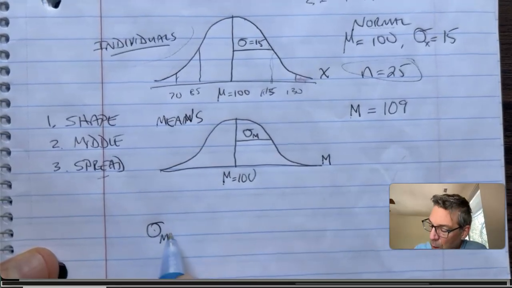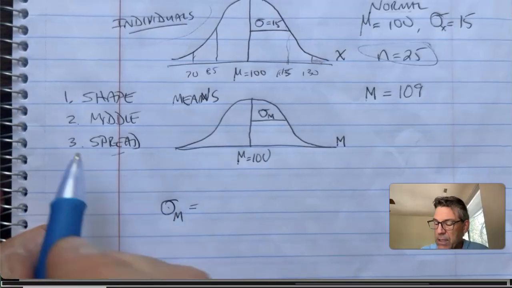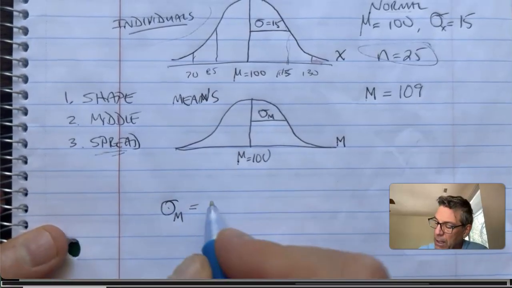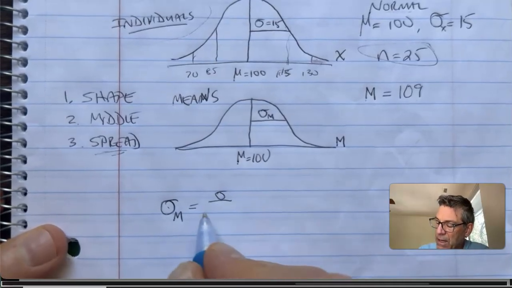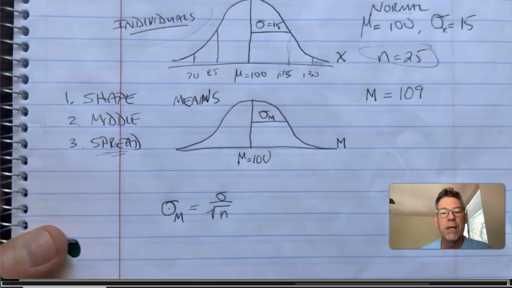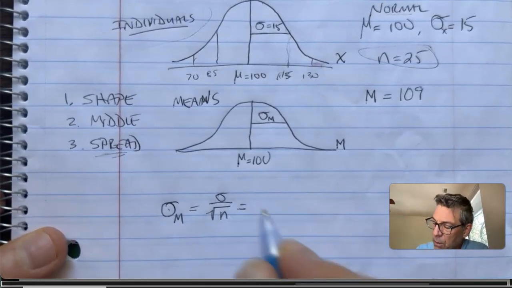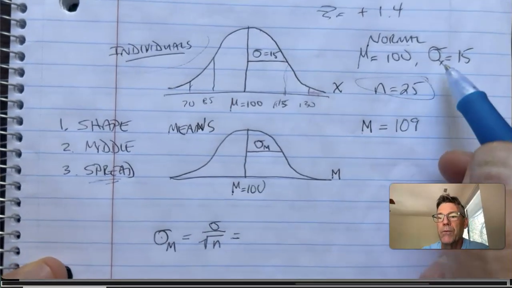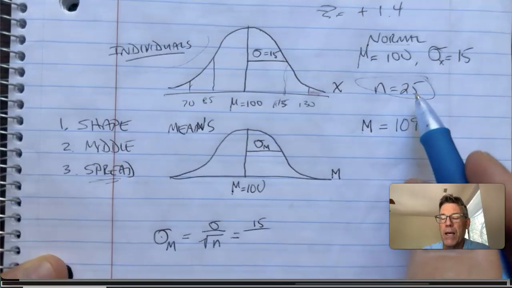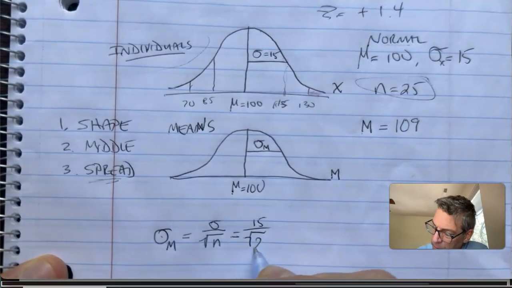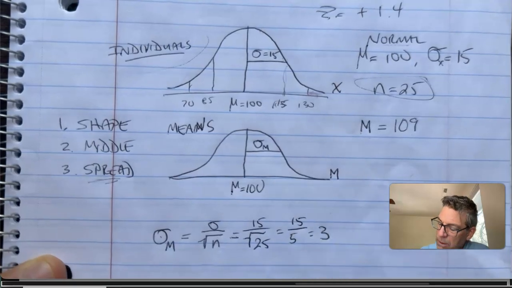Okay, so what we're calculating here, though, is the standard deviation of the sample means, and that's what the central limit theorem tells us for the spread. It's going to be equal to the standard deviation of the population divided by the square root of the sample size. Okay, that's what the central limit theorem tells us. So in our case, we can just go up here. Standard deviation of the population is 15. Sample size is 25. So take square root 25. So we got 15 over 5, which is 3.